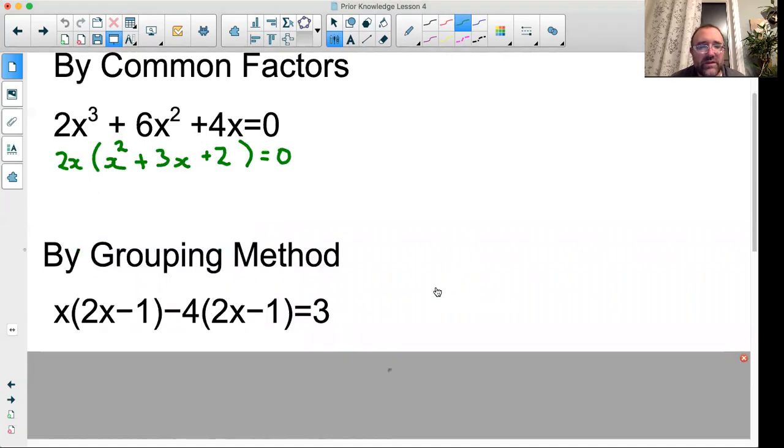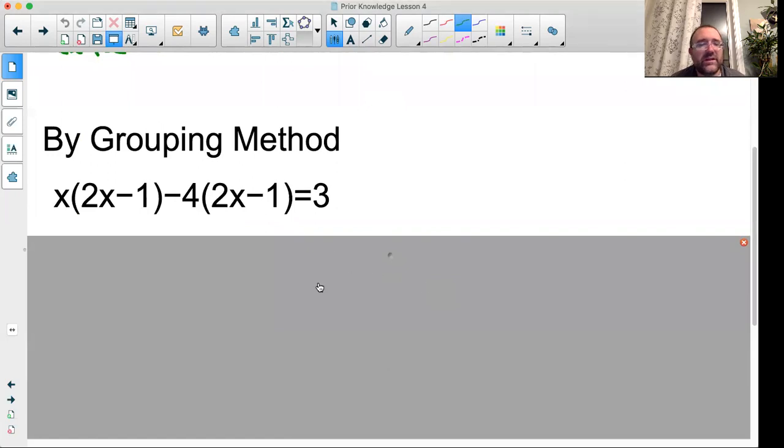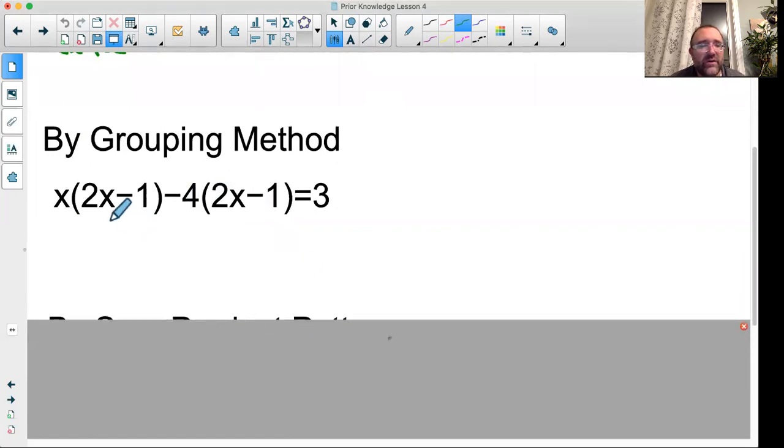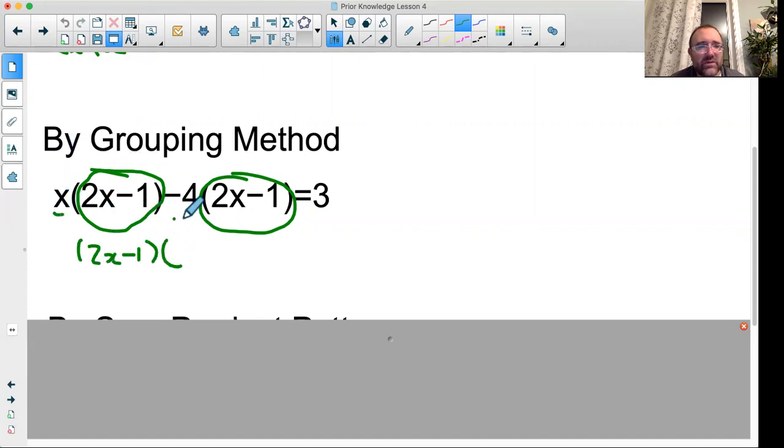So the grouping method is another method that is straightforward, where we have to understand that if there are 2 terms that look the same, like this one and this one, we need to collect them as a group. So that means we're going to have 2x minus 1 as one, and then x minus 4 as the other. And both of those are going to equal 3.